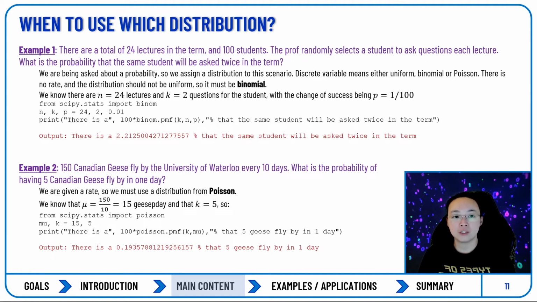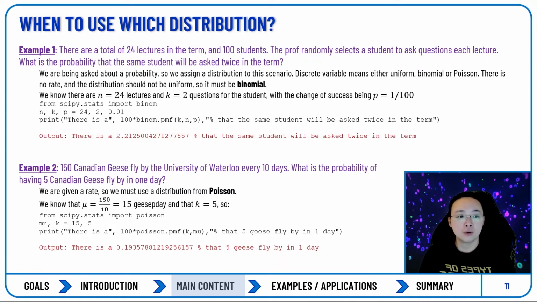So when do you want to use each distribution? Let's go through 2 examples from a previous class that you probably have taken before. So first example, there are a total of 24 lectures in the term and 100 students. The prof randomly selects a student to ask questions each lecture. What is the probability that the same student will be asked twice in the term?